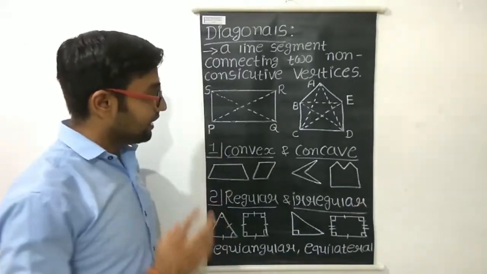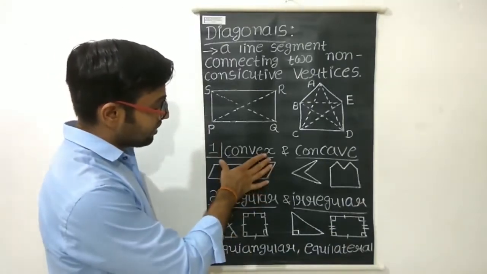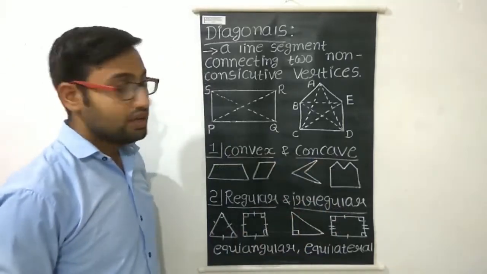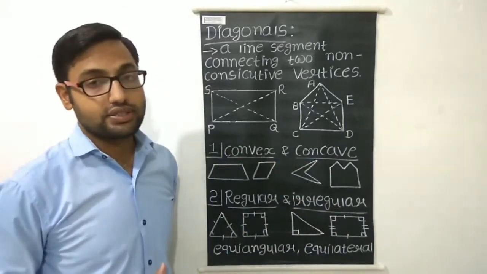So in this way we can classify polygons into convex and concave, and regular and irregular. Right? So this is all about this lecture.